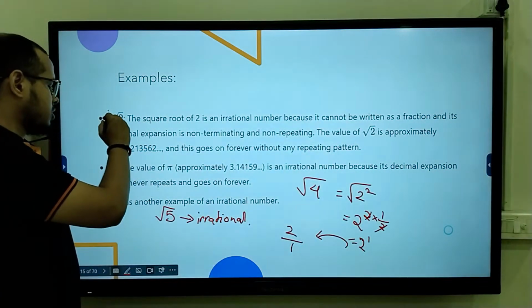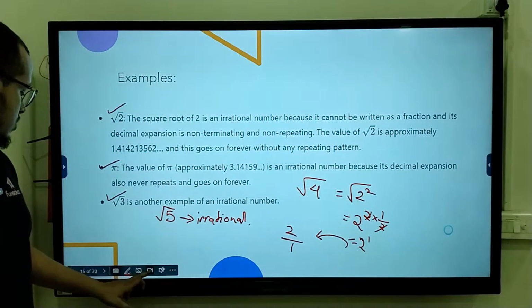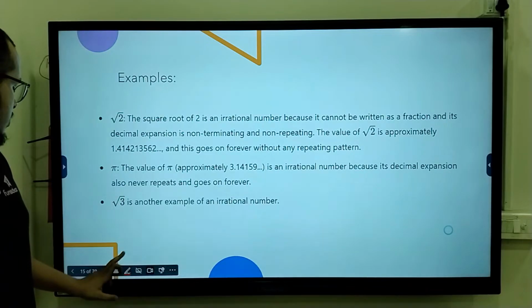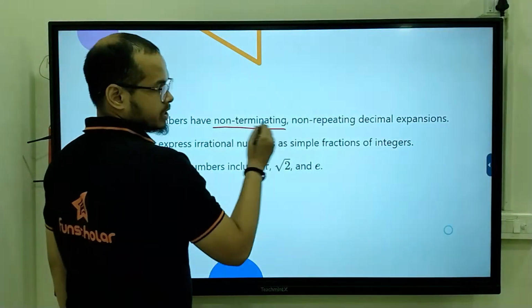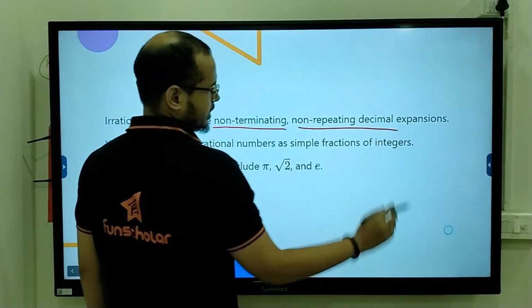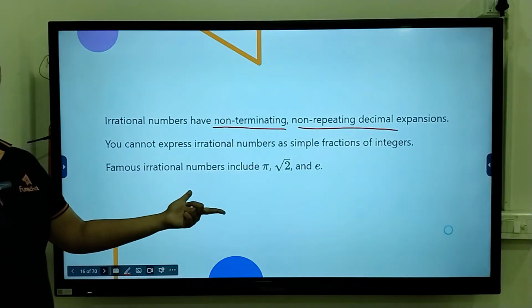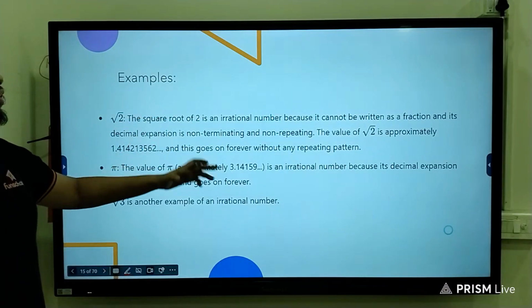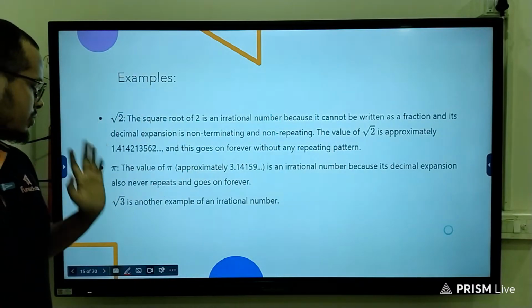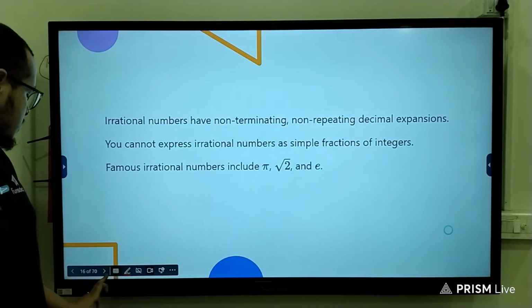Similarly, root 2, root 3, pi, these are all irrational numbers. Let's continue. Next, irrational numbers have non-terminating, never ending, non-repeating decimal expansions. All of this we have done in the last portion of the slide. Here, the root 2 will keep on continuing, non-repeating. Similarly for the others.